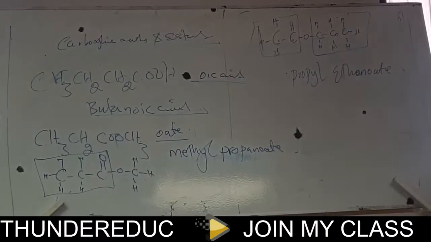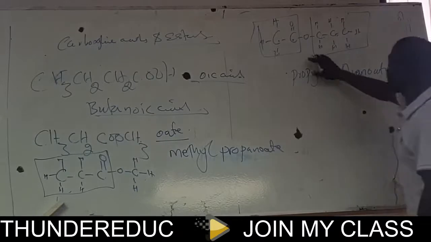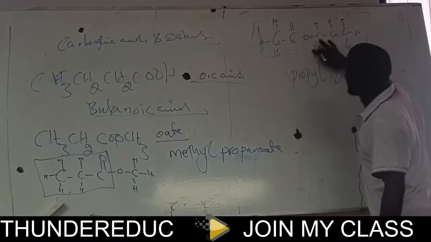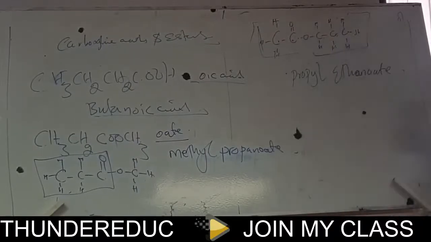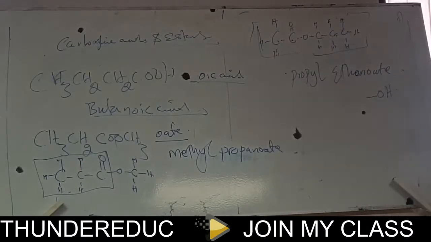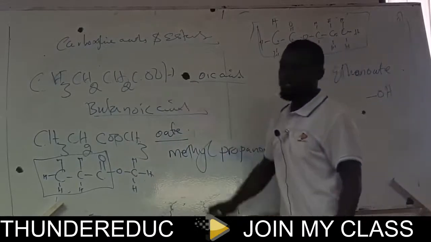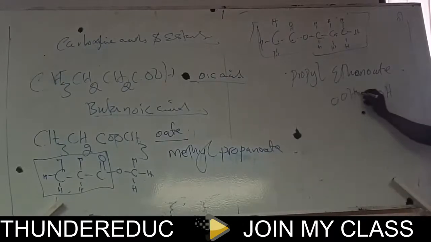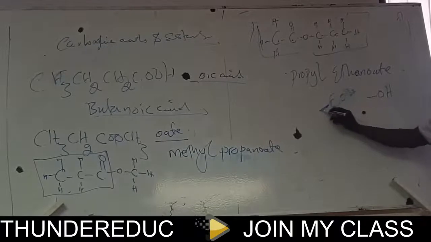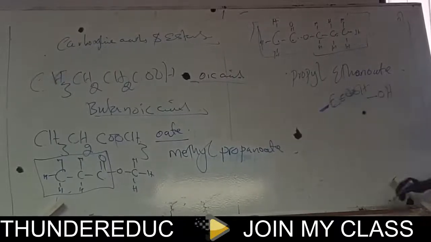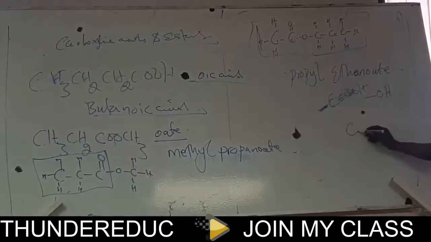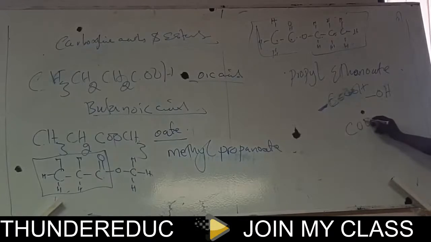Is it clear? But a question can come. Which one is the functional group? The functional group of alcohol is OH. What is the functional group of carboxylic acid? Carboxylic acid is COOH. It must have a dash. C-O-O-H. And then esters? C-O-O?